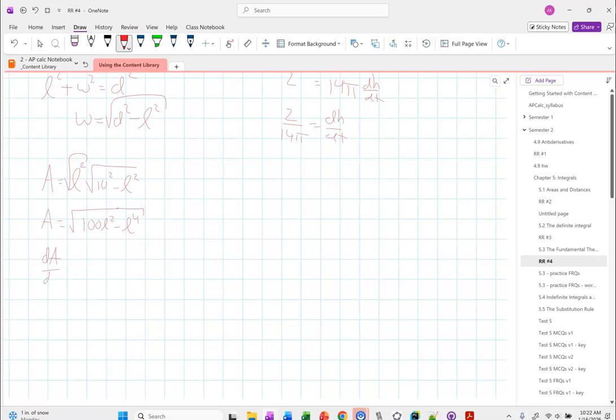So dA/dt then is going to be 1/2 times (100L² − L⁴) to the negative 1/2, times the derivative of 100L² − L⁴, and then we have dL/dt.